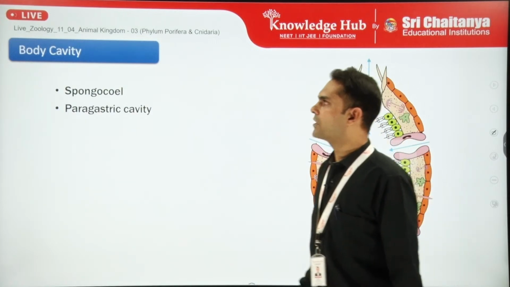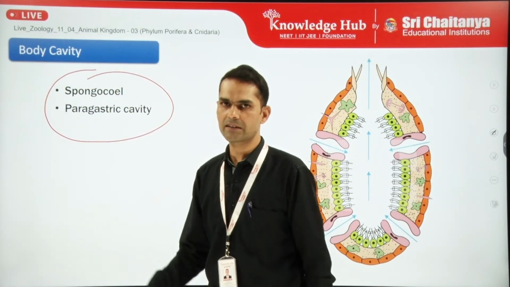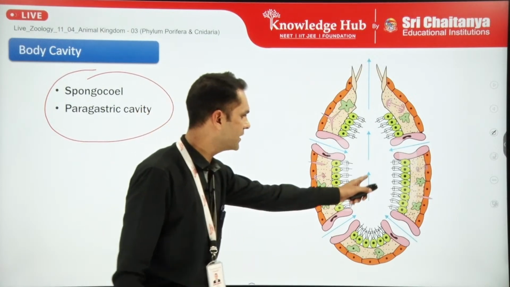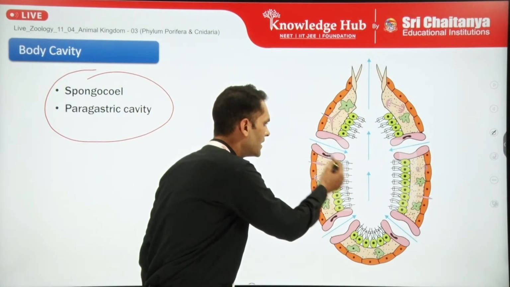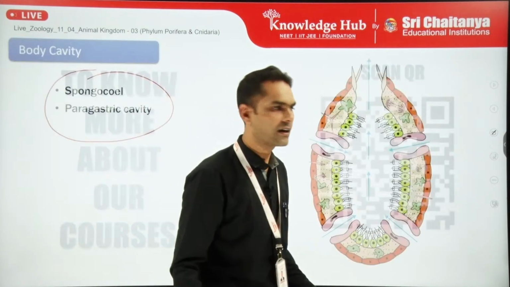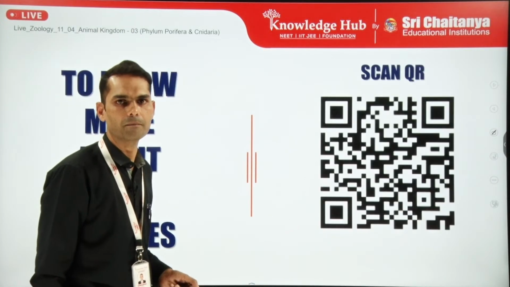Okay, now what about the body cavity? As I have mentioned, spongiocoel or paragastric cavity, it's one and the same thing. And here we can see this is the particular cavity, this one, in which the water will enter and it will leave through the osculum part. It is a part of the water canal system.